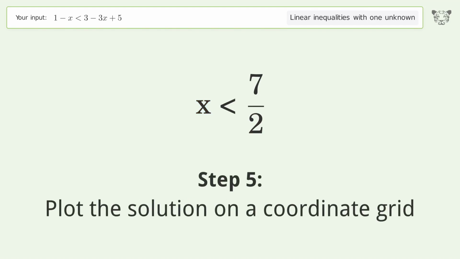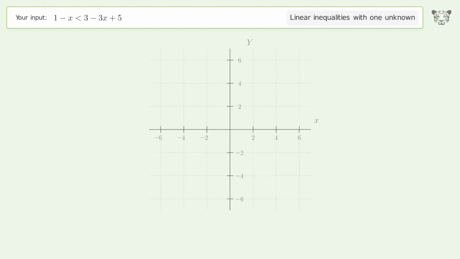Plot the solution on a coordinate grid. And so the final result is x smaller than 7 over 2 smaller than 31 over 2.